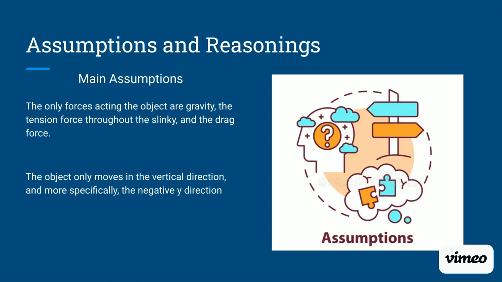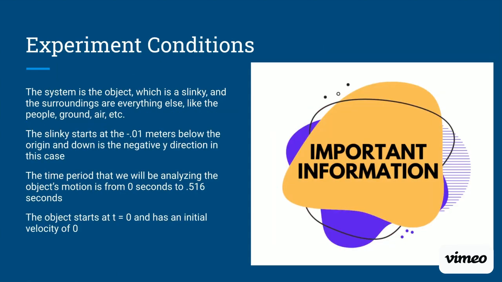Now we must cover some major assumptions in the experiment. One is that the object experiences only gravitational force, tension force throughout the slinky, and the drag force, and that there are no other external forces acting on it. Additionally, we assume that the object only moves in the vertical direction, and more specifically in the negative y direction. On top of the assumptions, it is important to know that the system which we will analyze is simply the slinky used in the experiment, and everything else is surroundings, like the people, ground, and air. Additionally, the object's initial position is negative 0.01 meters below the origin, and the downward direction will be the negative y direction in this case.